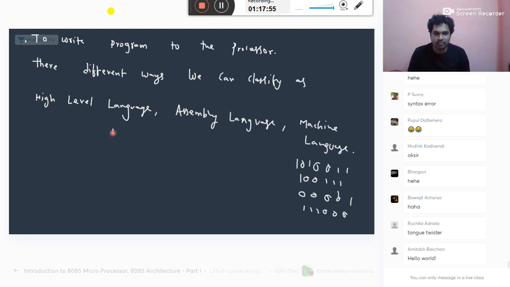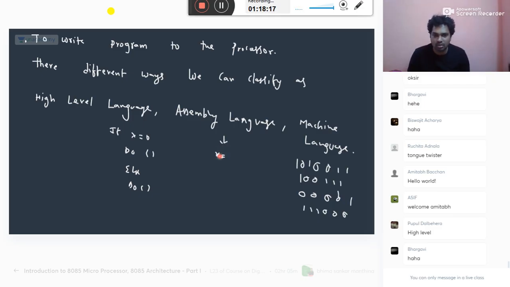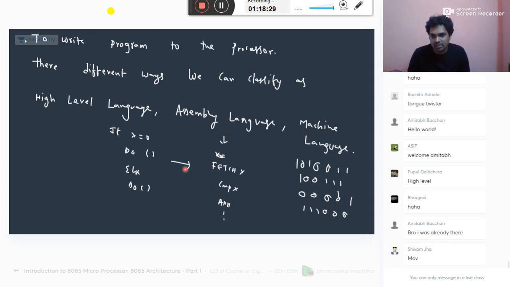For example, if x equal to 0, do this job, else do this job. This is more understandable for a person. It is easy to change any error. There is another way: fetch x, compare x, add something. This is kind of medium level. This is the low.